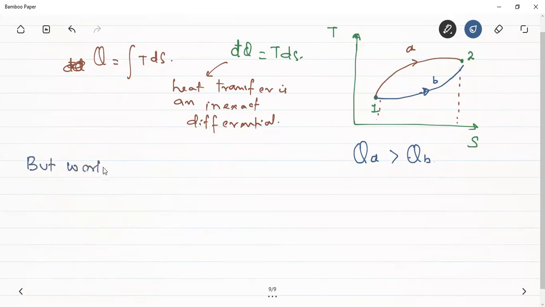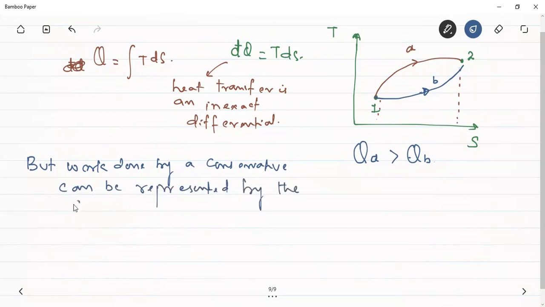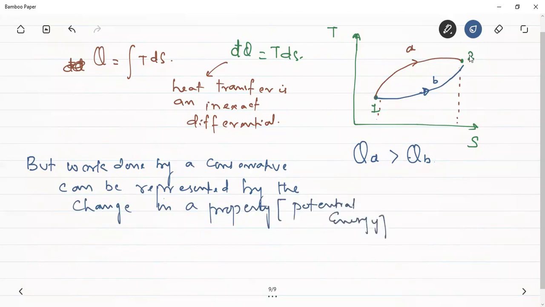But work done by a conservative force can be represented by the change in a property, and that property here is the potential energy. Thus, whenever any quantity can be represented in terms of the change in a property, we say that that quantity is an exact differential. Work done by a conservative force will be considered as an exact differential.